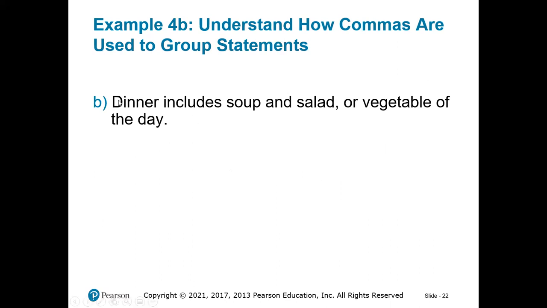Okay, how about now? Dinner includes soup and salad, or vegetable of the day. You see the comma here. Maybe I went a little bit fast on the previous slides. The comma here tells you to do this first, right? So I'm going to have the parentheses. Dinner will include soup and salad, and then the rest. Look at the position where you are going to end the parenthesis. You see here? So dinner includes soup and salad. P is soup and Q is salad, right? Or vegetable of the day, and then or R.